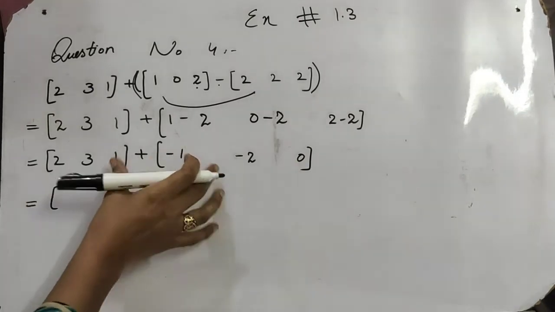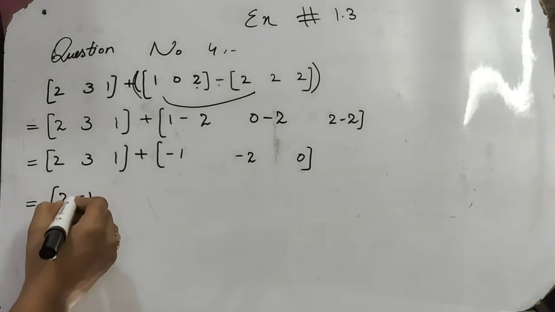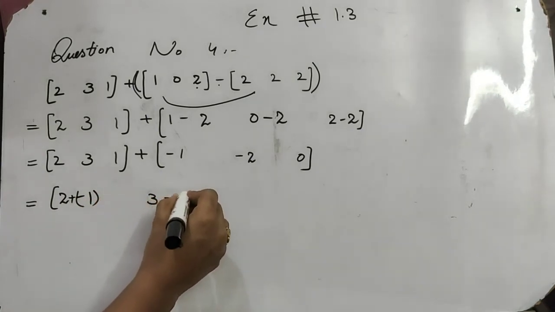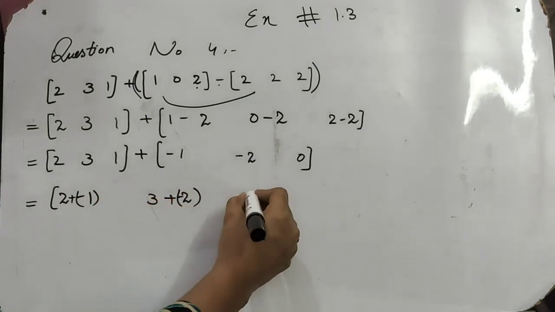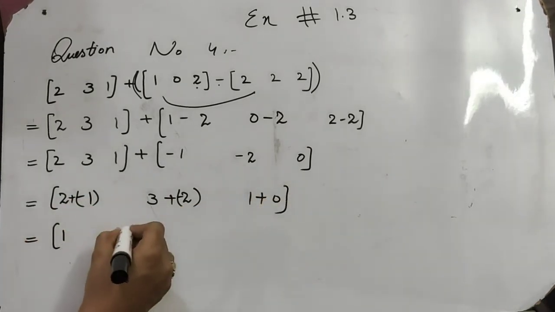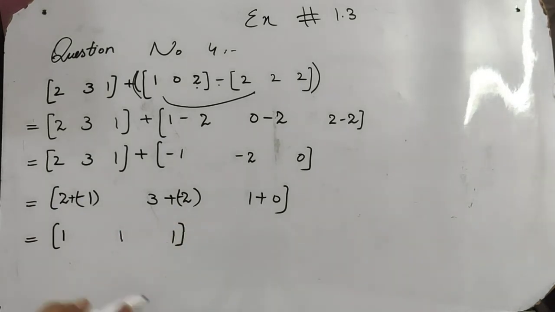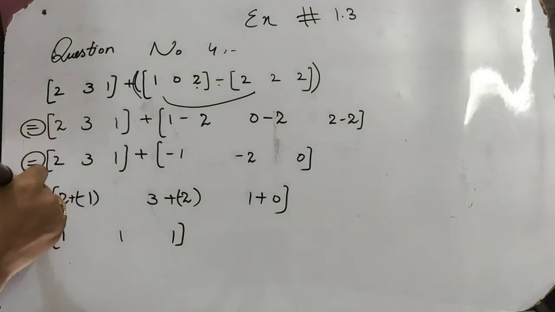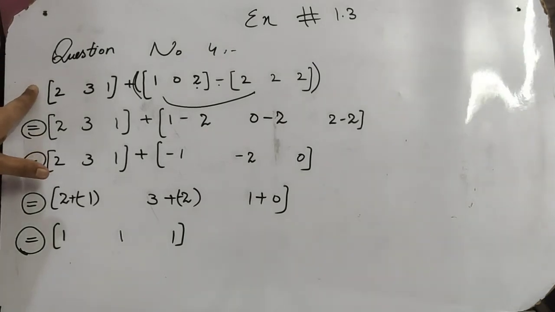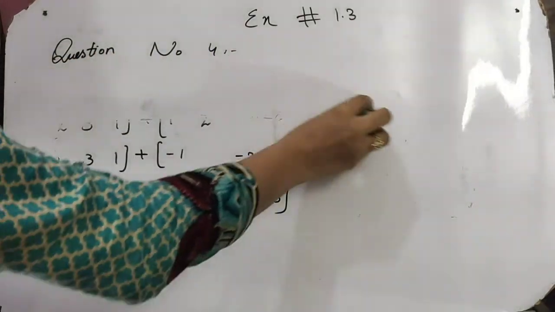Now we will solve this. So 2 minus 1, actually this is 2 plus minus 1, 3 plus minus 2 and 1 plus 0, which will be equals to 2 minus 1 is 1, 3 minus 2 is 1 and 1 plus 0 is 1. Don't forget to use this equal sign. This equal sign shows that we solve this question, so please don't forget to use this equal sign.